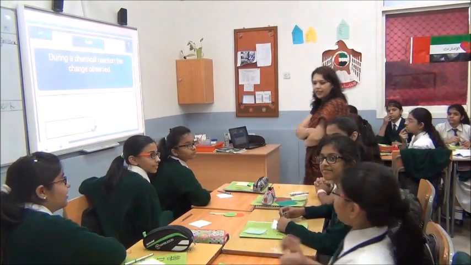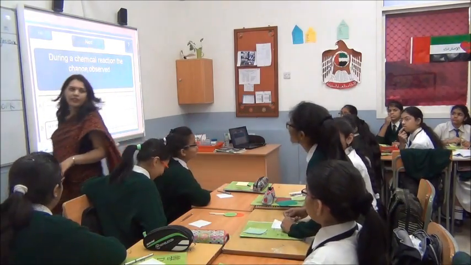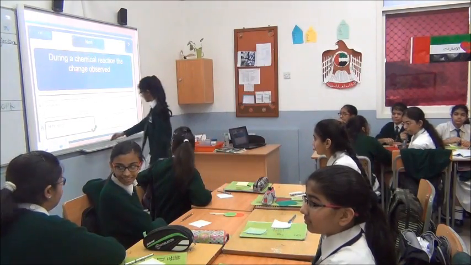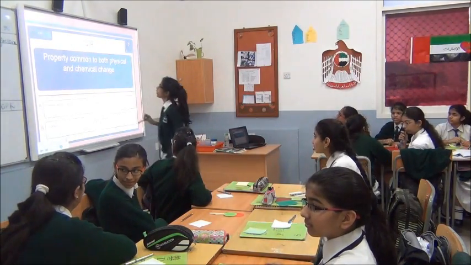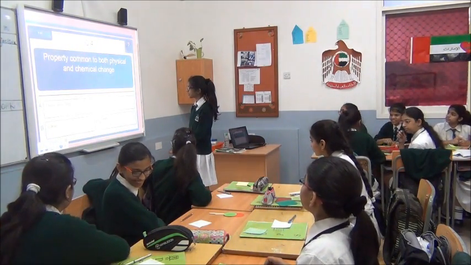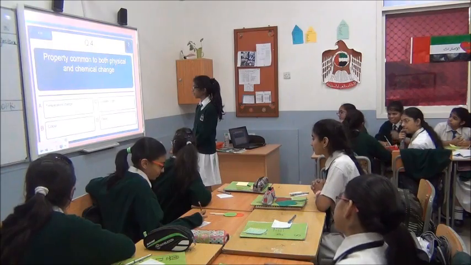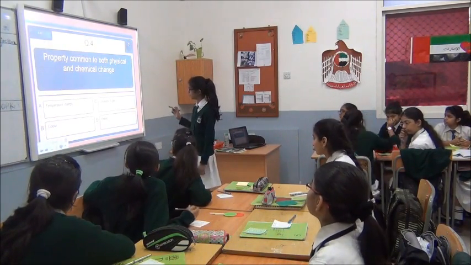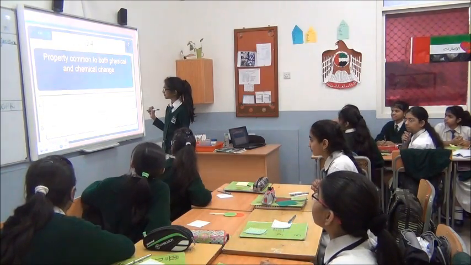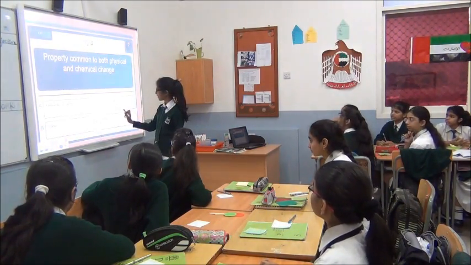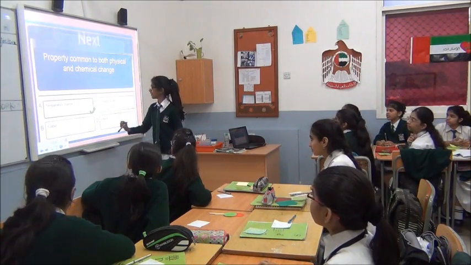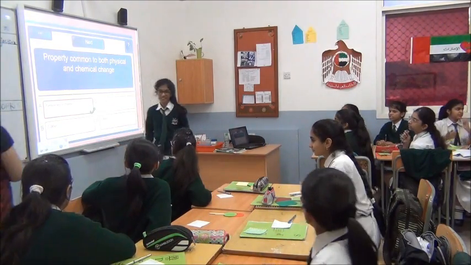Okay, next. Yes, next girl. Come. Property common to both physical and chemical changes: A, temperature change. B, evolution of gas. C, color. D, odor. Both physical and chemical change. What can it be? Okay. Yes, very correct. It is temperature change.